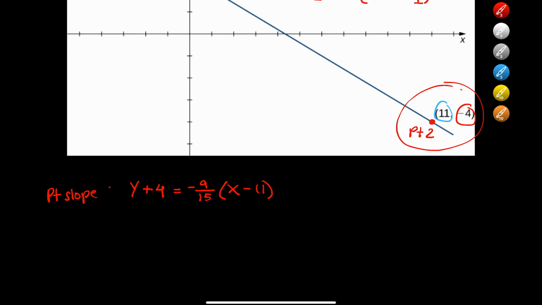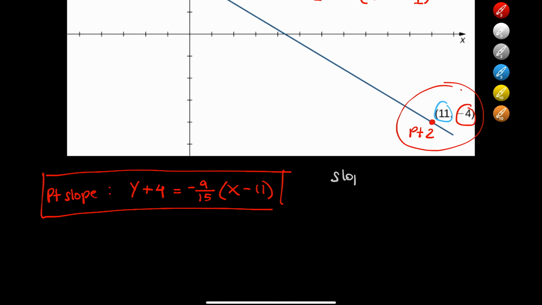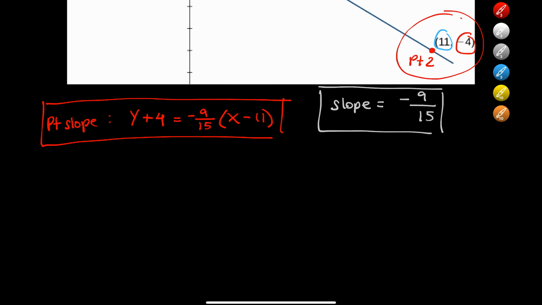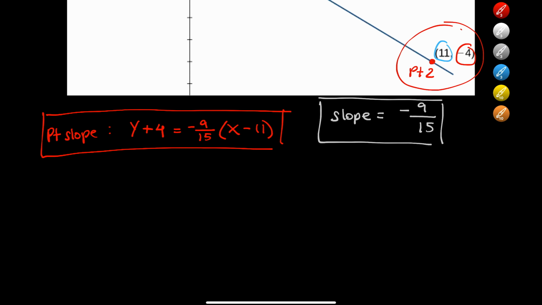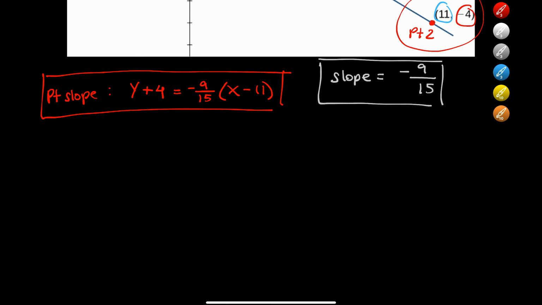So this is our point slope form. Our slope is negative 9 over 15. And now we just have to find slope-intercept form. An easy way to solve for slope-intercept form after you've solved for point slope form is to just distribute this into that and then subtract 4. So let's do that right now.